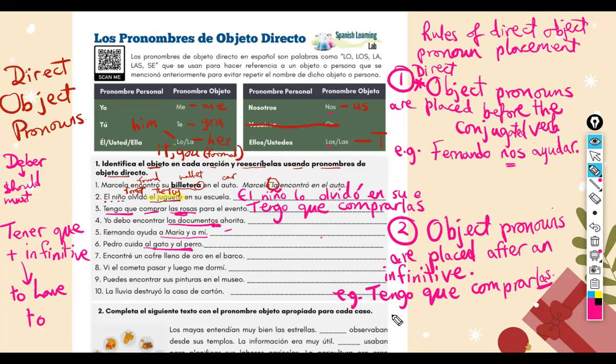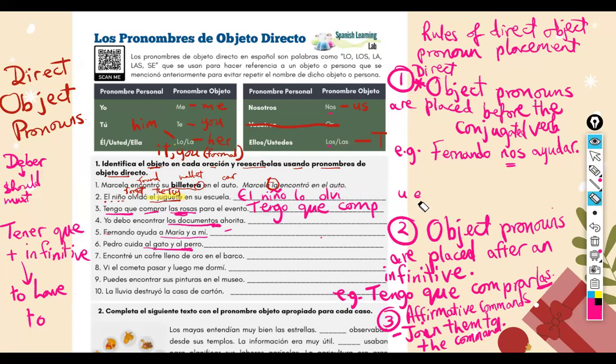And a third rule has to do with imperatives. But affirmative commands, right? Imperatives, that means commands. So affirmative commands, when you're telling people to do something, right? Let me rephrase this. We join them to the command. Right? So it becomes part of the command word. Right. So up above, I had the example, tengo que comprarlas, meaning the roses, right? So if I say that to you, tengo que comprarlas, and you say to me, well, buy them.